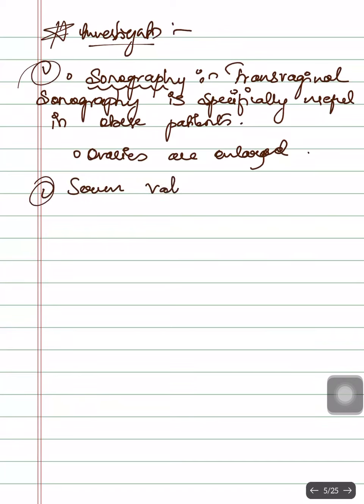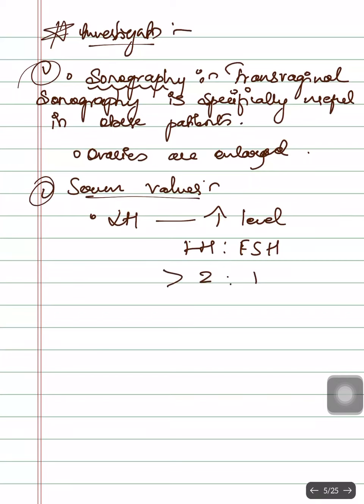In serum values you will see the LH level is elevated. So luteinizing hormone levels will be elevated, and the ratio of luteinizing hormone to follicle stimulating hormone will be more than 2:1. Next, raised levels of estradiol and estrone. Here the estrone level is more elevated than estradiol, but both of them are increased.